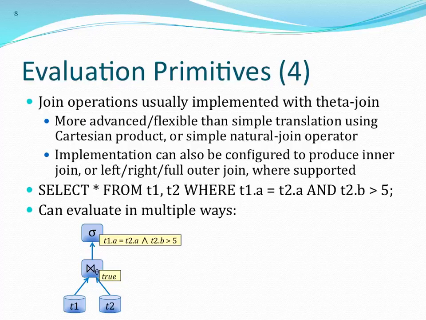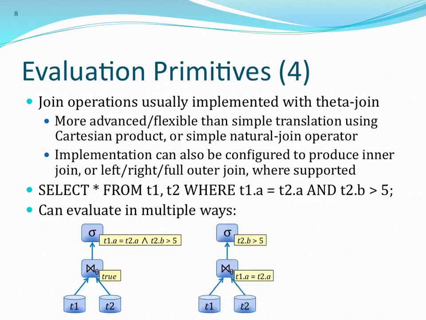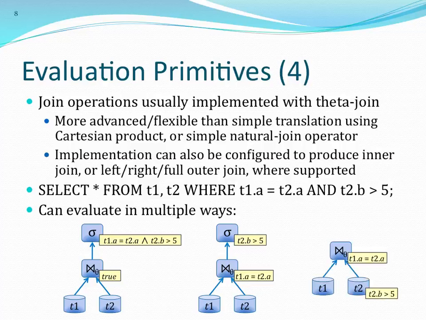So we can do something like this, where we have file scans of T1 and T2. The theta join just does a Cartesian product, and we apply our join condition and also our other predicate at the select at the top. We could also do this, where we push down the equijoin onto the theta join, and hopefully the theta join can take advantage of it. Or we could do something like this, where we completely eliminate the need for the select at the top because our file scan plan nodes are able to also apply predicates.